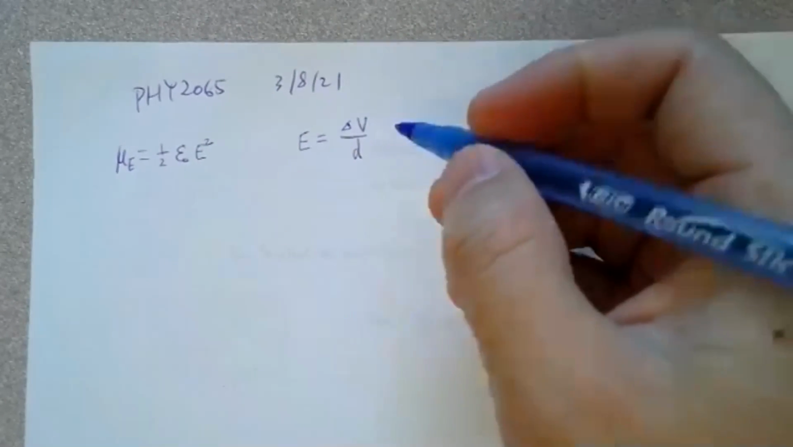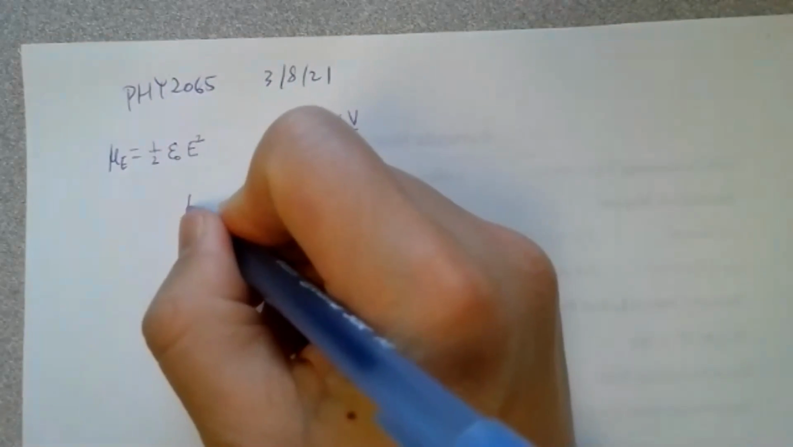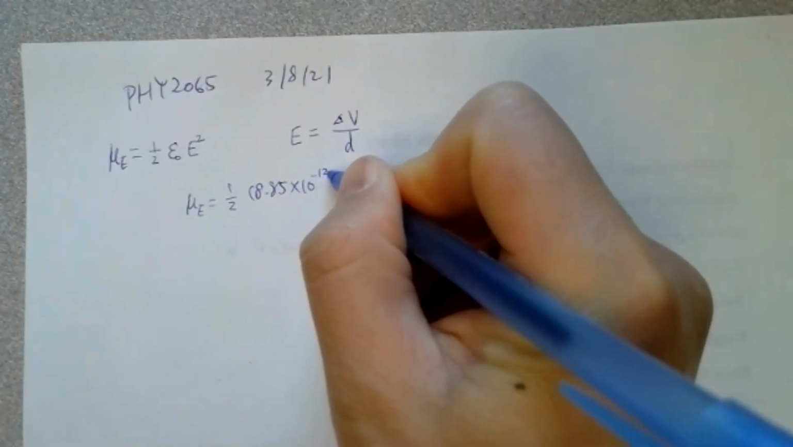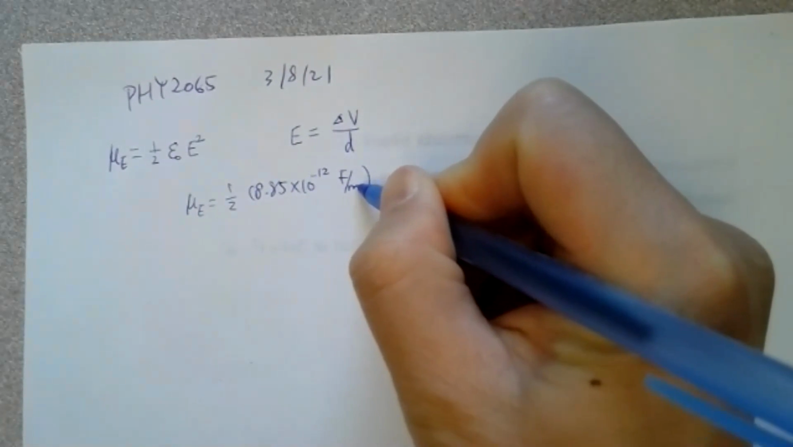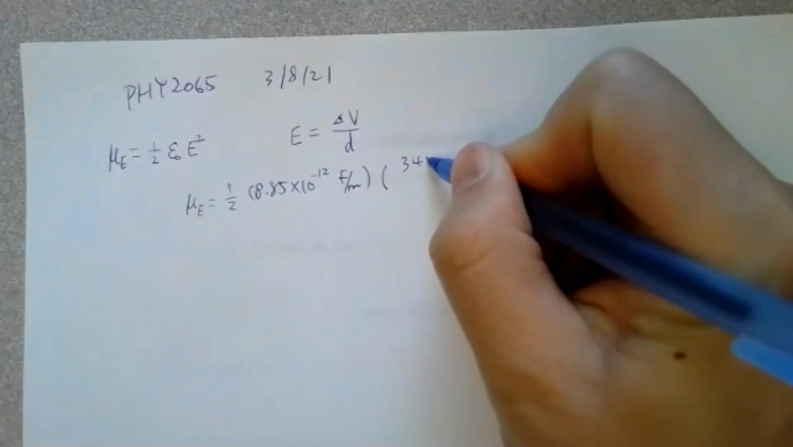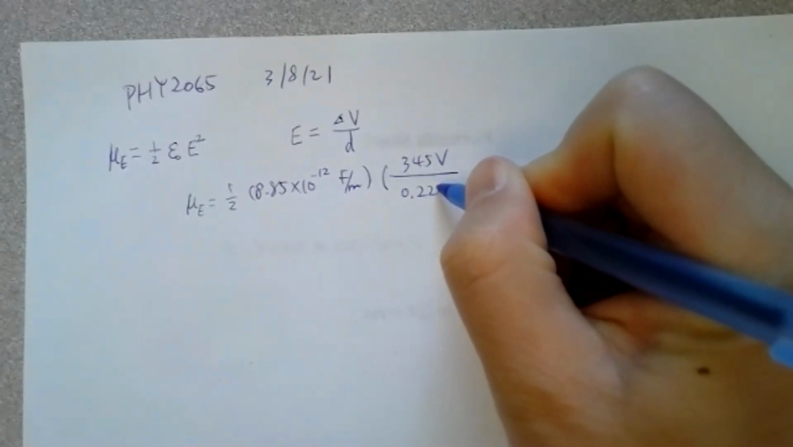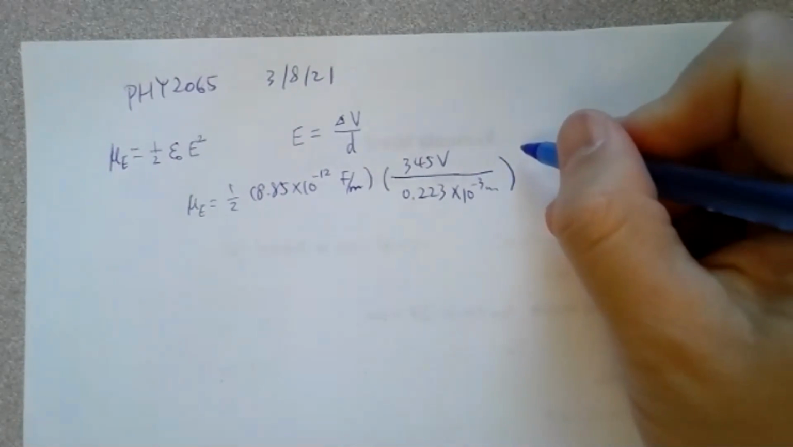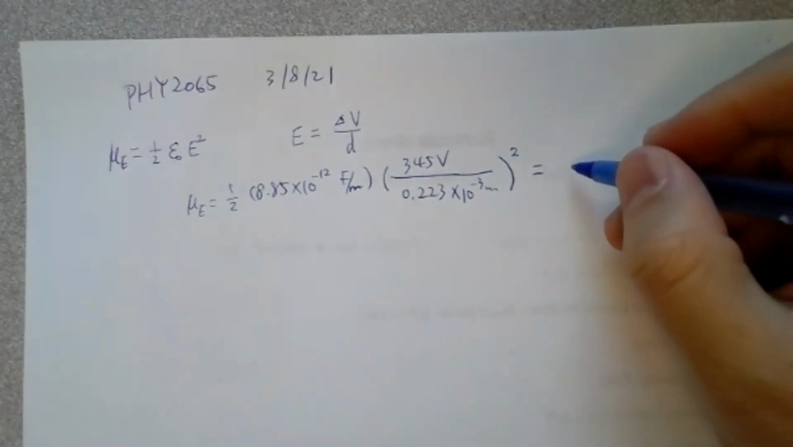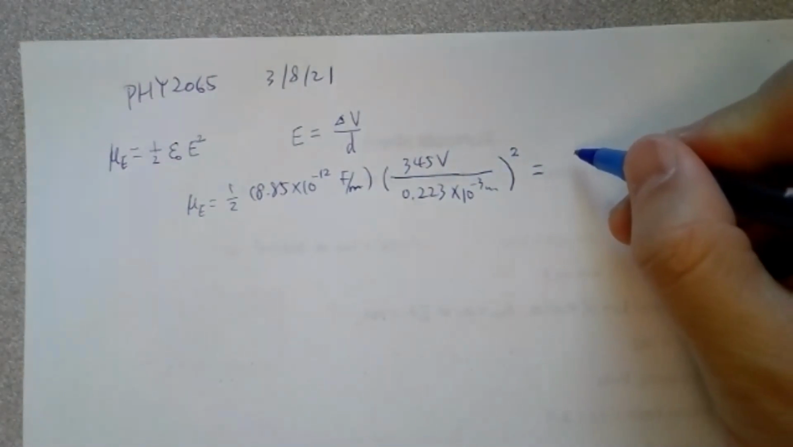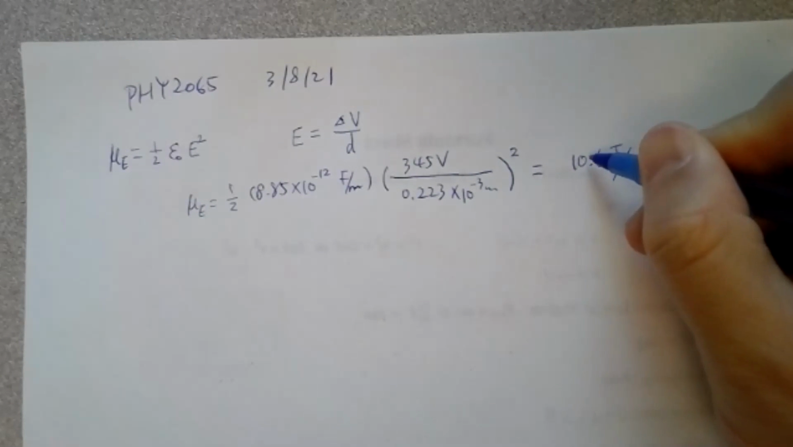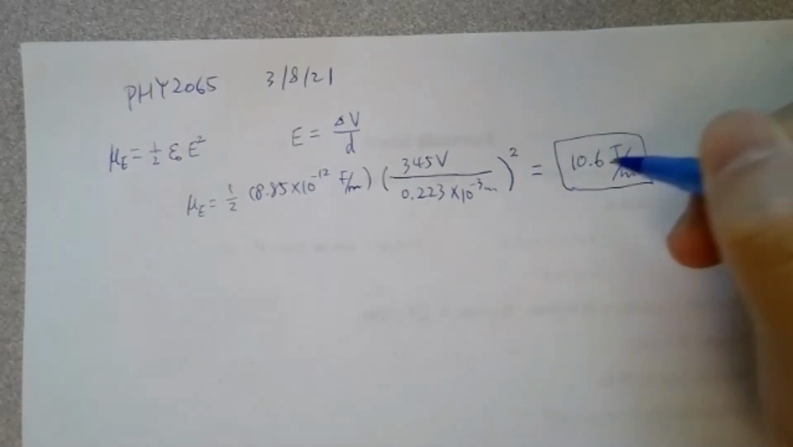Now you can simply plug in the numbers: 1/2 times 8.85 times 10 to the negative 12 farad per meter, times delta V, 345 volts, over 0.223 millimeters, which means 10 to the negative 3 meters, squared. If you do that, it gives you 10.6 joules per meter cubed. So that's energy over volume.